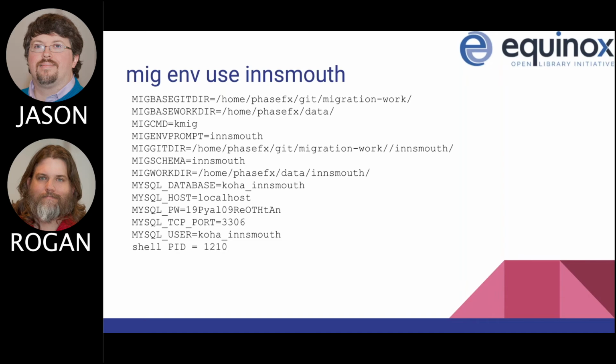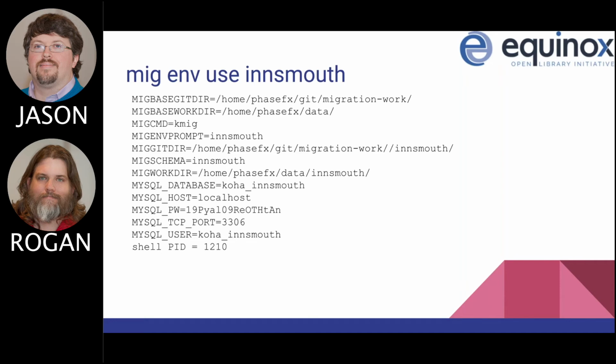Environment use is obvious. After you've created your environment, you want to actually use it. And these are going to be the system environment variables that it creates. Some of these are used by kmig directly. Actually, all of them are used by kmig in one way or another. And you see down there a shell process ID. That's because it's going to, of course, create a shell for you to do this in.